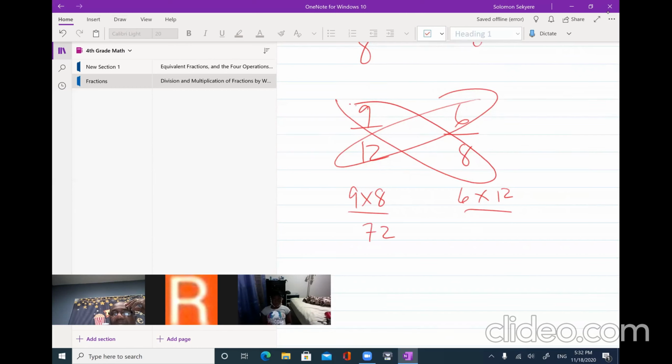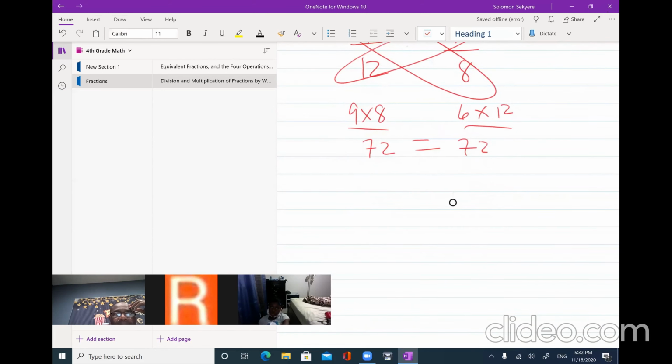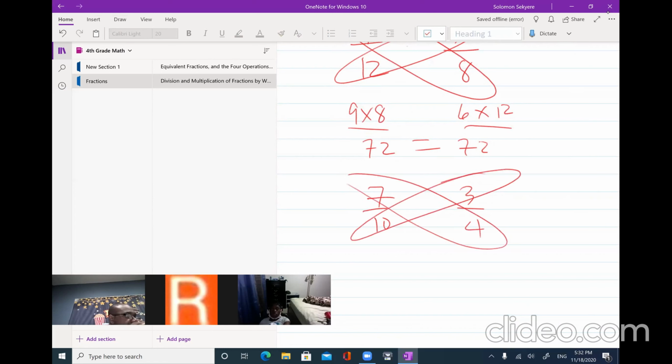And so this one here, you say these two are equal, right? Or the same. Yes, equal or the same. So what about 7/10 and 3/4? Which is bigger? What did I tell you to do? Cross multiply, right?